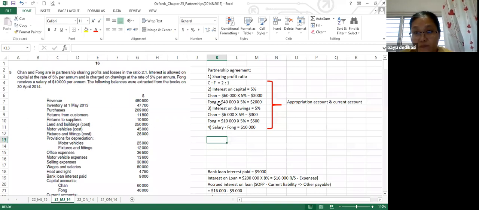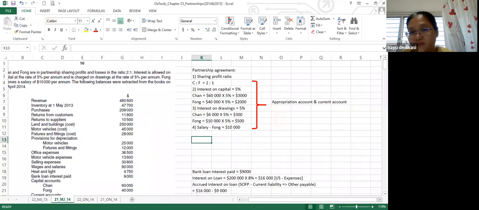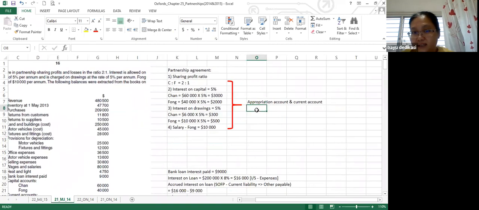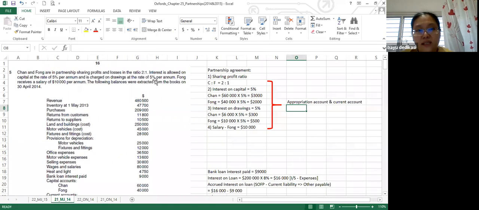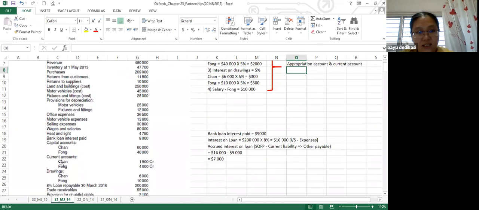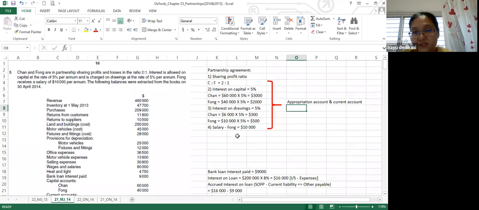Later on we need to record it. It will appear in the appropriation account and also the current account. The next one, interest on drawing is 5% also, which is based on their drawing amount in here, 6,000 and 10,000. So the interest charge on the drawing is 300 and 500. Next is that Fong receives salary 10,000. So this is 10,000 for Fong. So all this information will help you when you come to the appropriation account and current account.